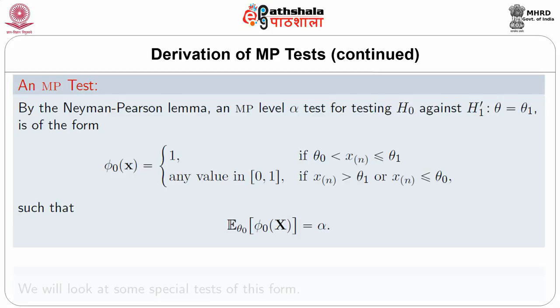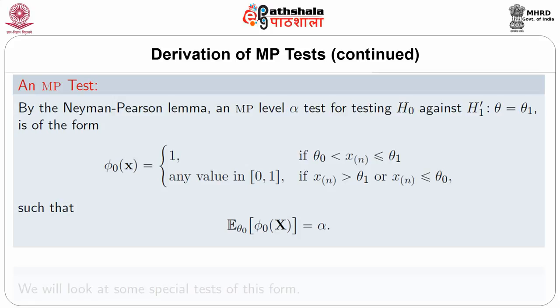Now, by the Neyman-Pearson lemma, a most powerful level alpha test for testing h naught against h1 prime, theta equal to theta 1, is of the form phi naught x, that is the probability of rejection of h naught when x is observed, x meaning x1, x2, ..., xn, and this is 1 if x order n lies between theta naught and theta 1, because we have already seen that here p theta 1 is greater than k p theta naught, and this region is equivalent to x order n lying between theta naught and theta 1. Therefore, here we must reject h naught.